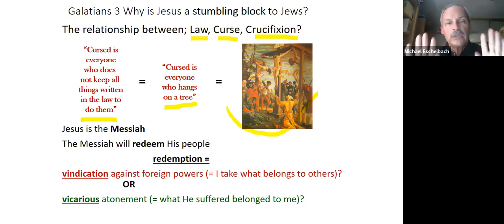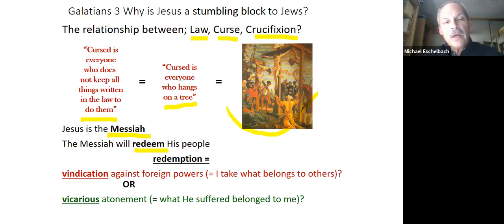So the Jewish religious leaders, they get it. You're cursed if you don't keep the law. That looks like dying by crucifixion. But here's the stumbling block. They're waiting for a Messiah. We can't wait for this Messiah to get here, because he's going to redeem his people, which is us, the favorite people.